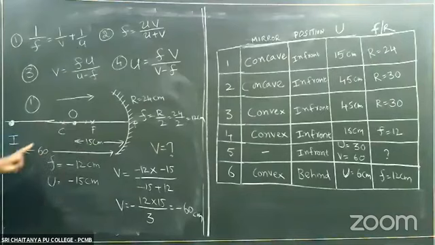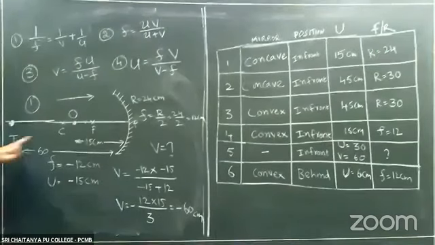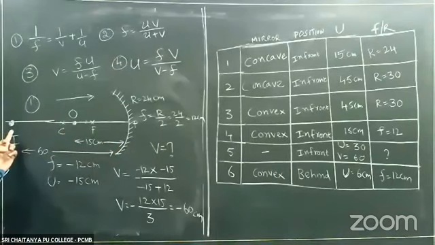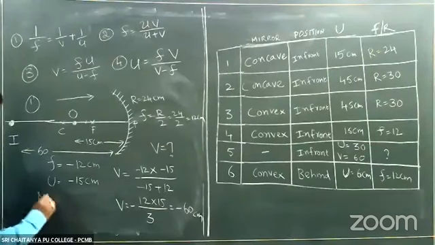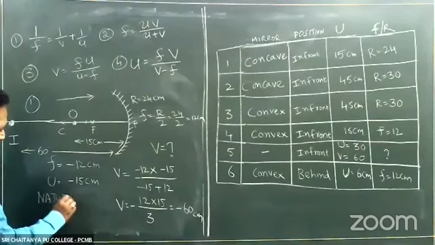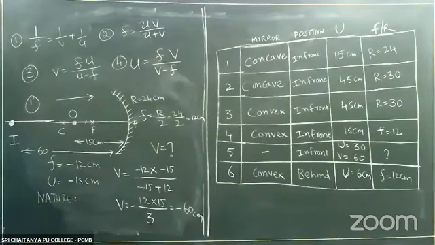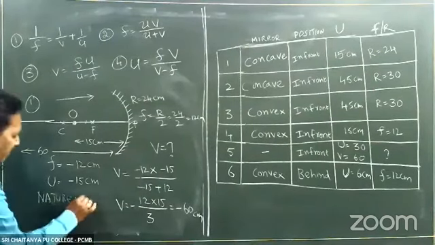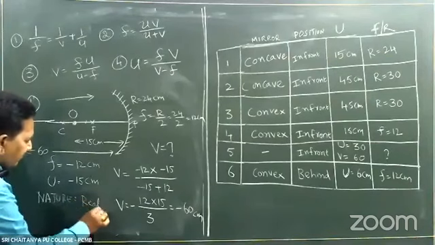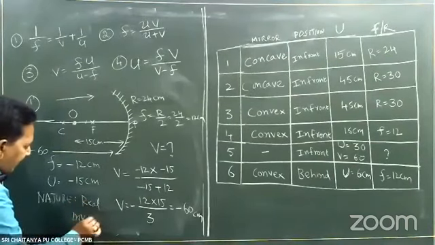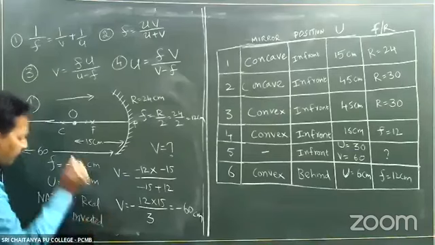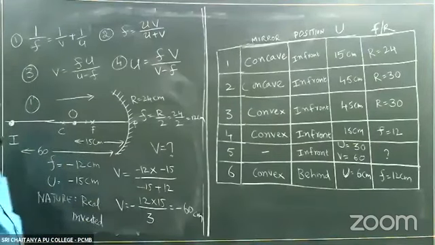Object and image are on the same side. Image is formed in front of the mirror. So real image and inverted image. Nature: if object and image are on the same side, in front, the nature of the image is real and inverted. Over, problem.